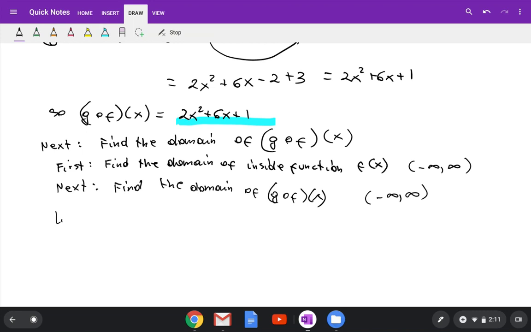So the last one will be combining both the first and second domain. Since we have an easy example, everything is all real, so we'll have all real from negative infinity to positive infinity.